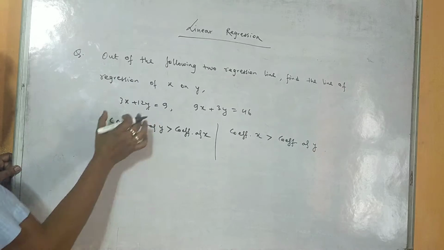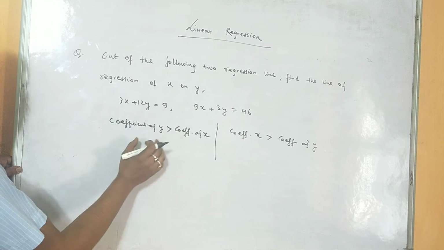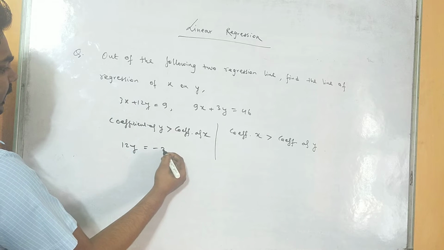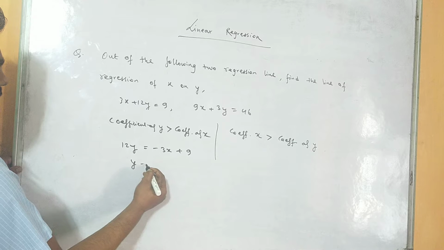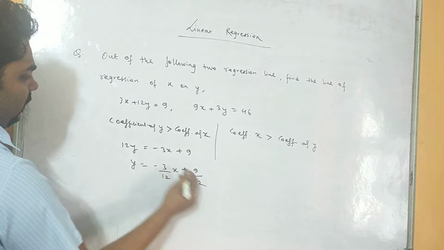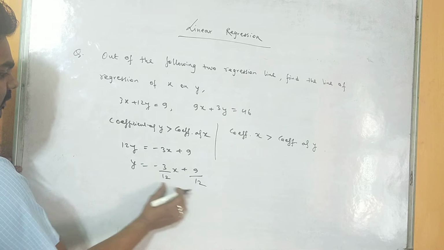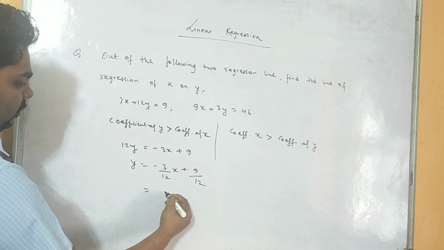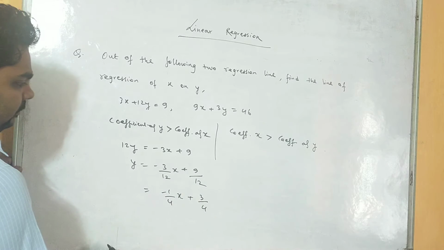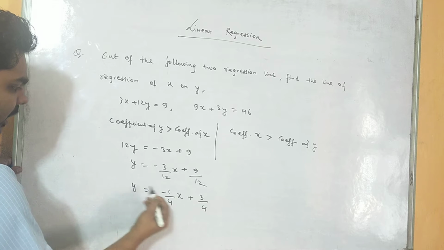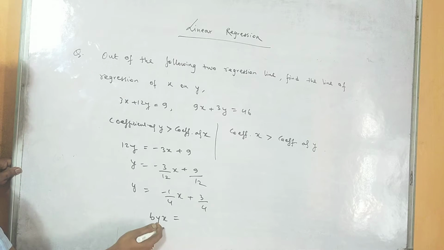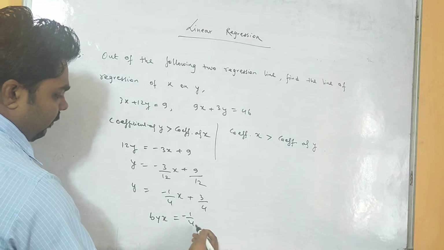Okay, let's see how we get bxy and byx. So here the coefficient of y is bigger, so we will keep this one as it is. This one will go to the other side, that is minus 3x plus 9, or y equals minus 3 by 12 x plus 9 by 12. So I have divided both terms by 12, right? So 3 1 are 3, 3 4 are 12, so 1 by 4 x, and here you will get 3 by 4. So this is y on x, that is byx. That means the coefficient of regression is minus 1 by 4.